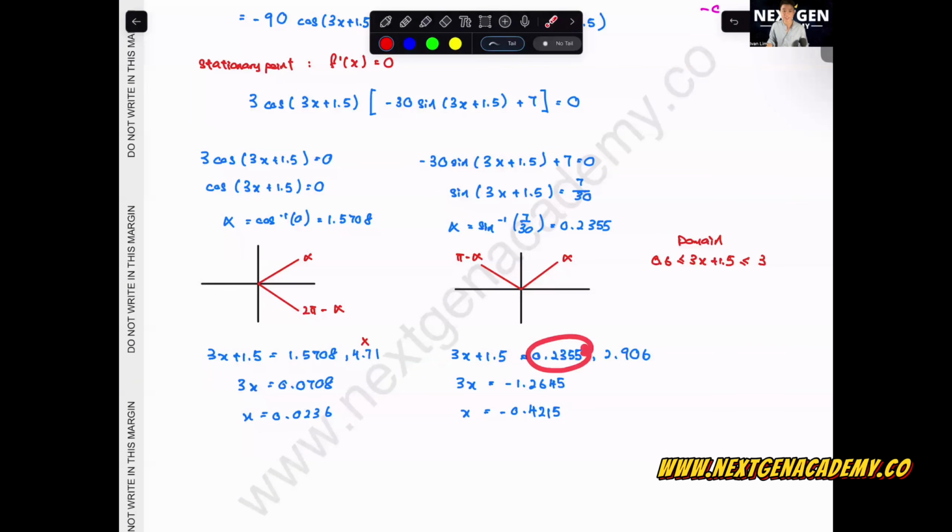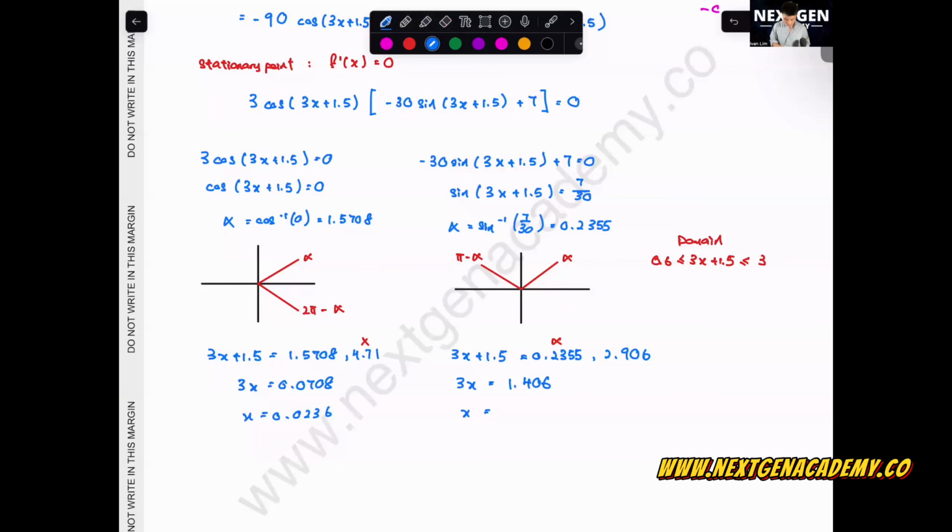0.2355 is out of the range, out of the domain, not the range. This one is what we want. Okay, so you see, teacher just not lazy to write down. That's where I make my mistake. Okay, so we'll take the 2.906 minus 1.5. We'll get 1.406.